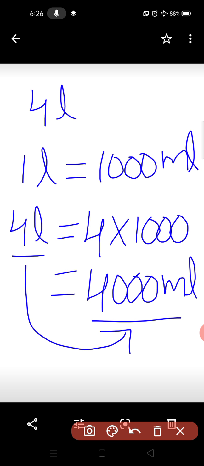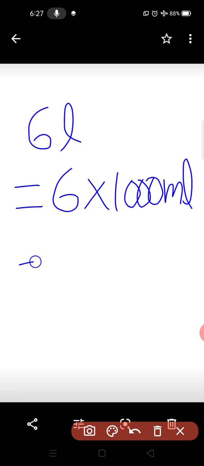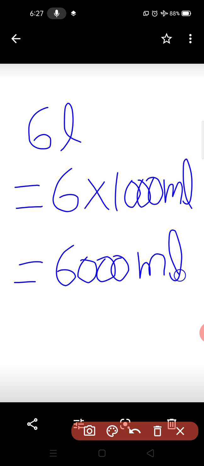Now, what is 6 liters? 6 liters is equals to 6 into 1000 milliliters. So it is 6000 milliliters. Similarly, 9 liters is 9000 milliliters. Now we will convert 4 liters 200 milliliters into milliliters.